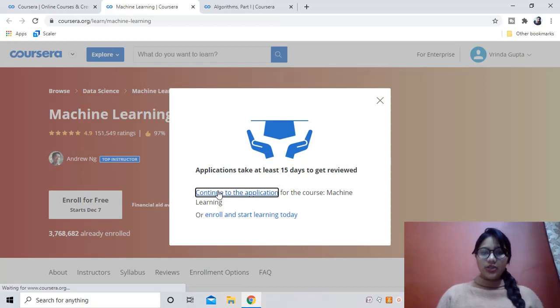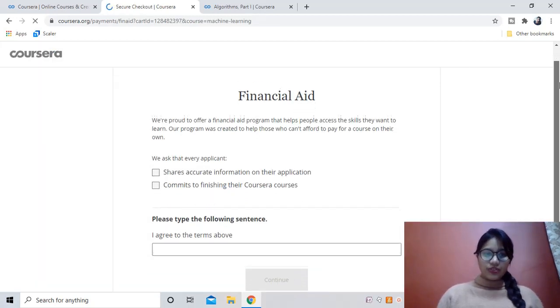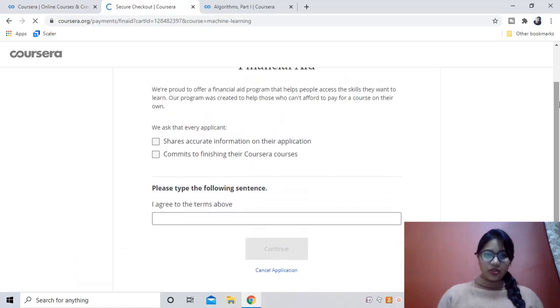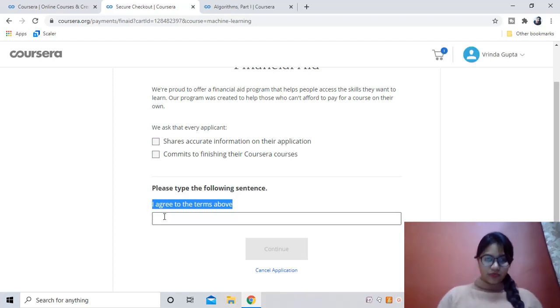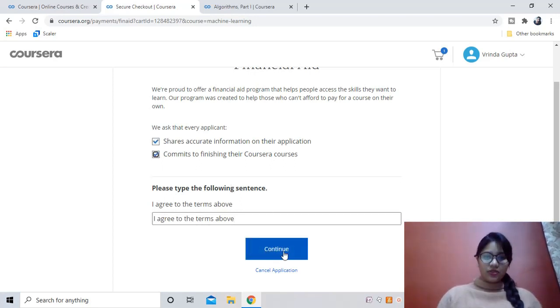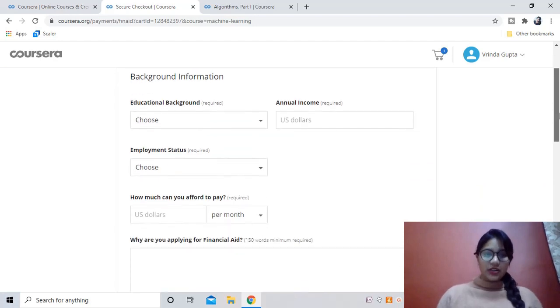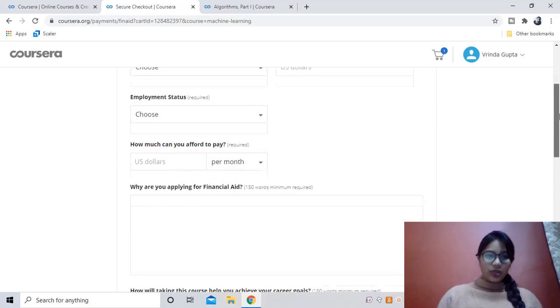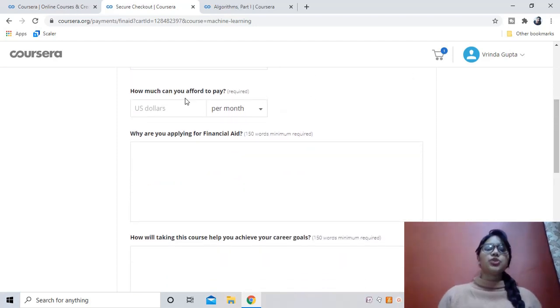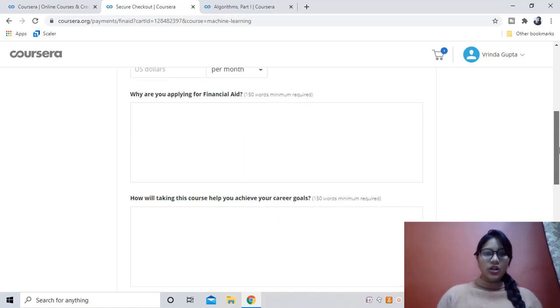So you can see this, continue to the application, and then you have to fill this form. You have to tick both of these boxes. You have to just copy the sentence and then continue. So here is the form which you have to fill, and on this form you will get financial aid. You have to choose your annual income, educational background, employment status, and how much you can afford to pay, which you cannot afford to pay, that is why you are here. So you can leave that.